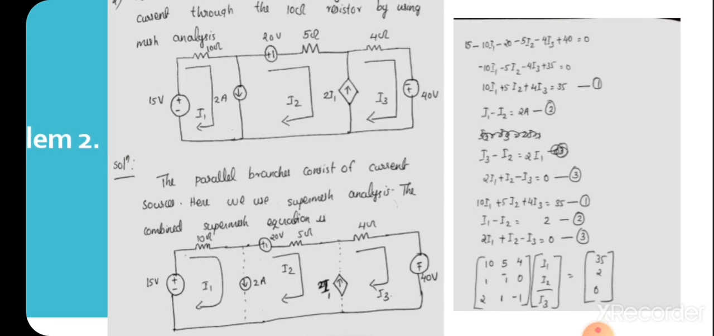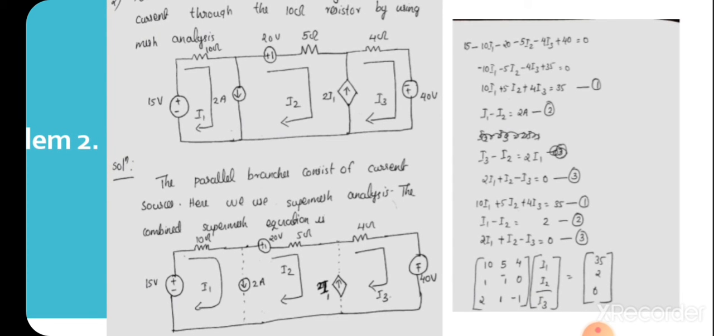For the 10 ohm resistor, what is the voltage drop? It will be minus 10 into I1. Next comes the 20 volt source. When we are moving from 15 volt to 10 ohm to 20 volt to 5 ohm to 4 ohm to 40 volt, the current direction will be from left to right, and our movement will be from left to right. So the voltage goes from positive terminal to negative terminal, and its value will be minus 20 volt. So minus 20 volt comes in the next term.